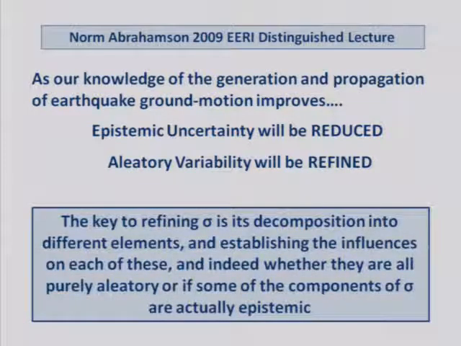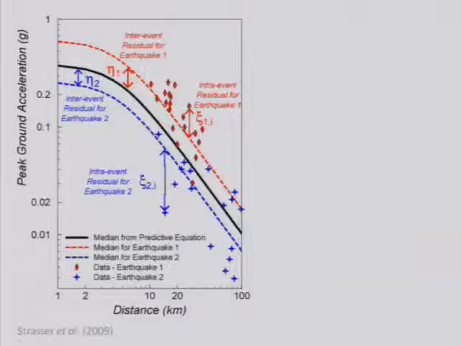And what that really means is that we need to decompose sigma into all the parts that contribute to it and analyze each part. And some of them we may find are not as random as they appear to be. Some of the elements of sigma may actually be transferable to epistemic uncertainty, at which point we can, in the first instance, put it into the logic tree, and in the longer term, get data or models which will reduce that epistemic component. To get there, we first need to break things up.